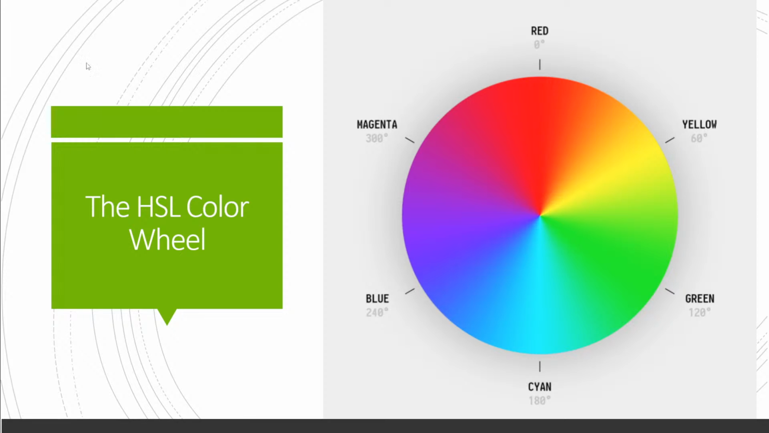So if I wanted an orange, I would do 30 degrees. And if I wanted some kind of yellow-green, I would go in between yellow and green, which would be around 80 degrees, 90 degrees, 100 degrees, right? In that area.